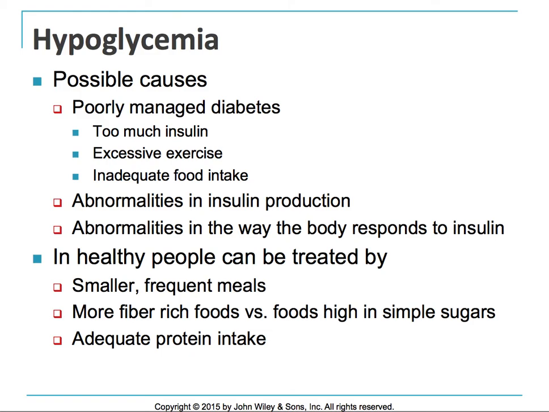It could also be caused by abnormalities in your own body's insulin production or abnormalities in the way the body responds to insulin. In healthy people, hypoglycemia can be treated with smaller, frequent meals, more fiber-rich foods versus foods high in simple sugars, and also an adequate protein intake.